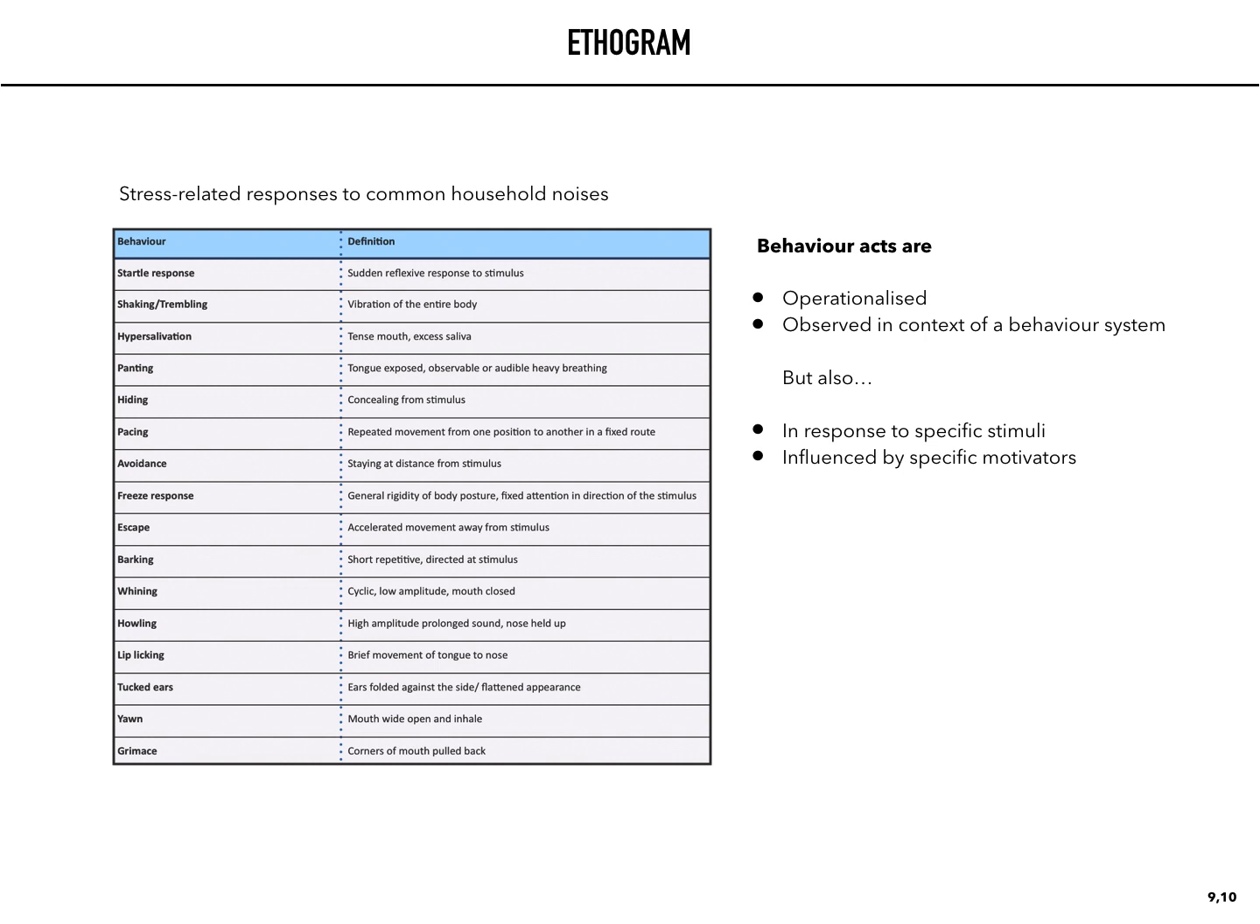This is an example of an ethogram for noise phobia. As you can see, the behavior acts are operationalized. The definitions are very clear. For example, tucked ears are described as ears folded against the side with a flattened appearance. These behavior acts are observed in context of specific triggers that elicit a response.